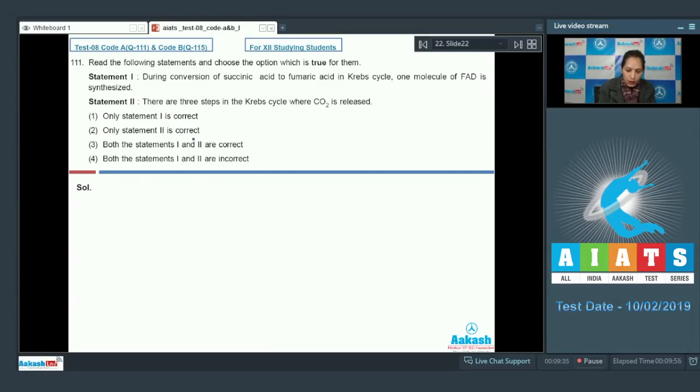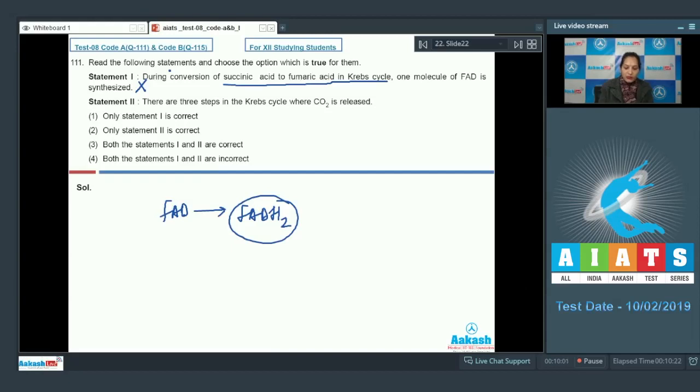Read one by one. During conversion of succinic acid to fumaric acid in Krebs cycle, one molecule of FAD is synthesized. No. During the conversion of succinic acid to fumaric acid, FAD is reduced to FADH2. So FADH2 is synthesized, not the FAD. So this statement is incorrect.